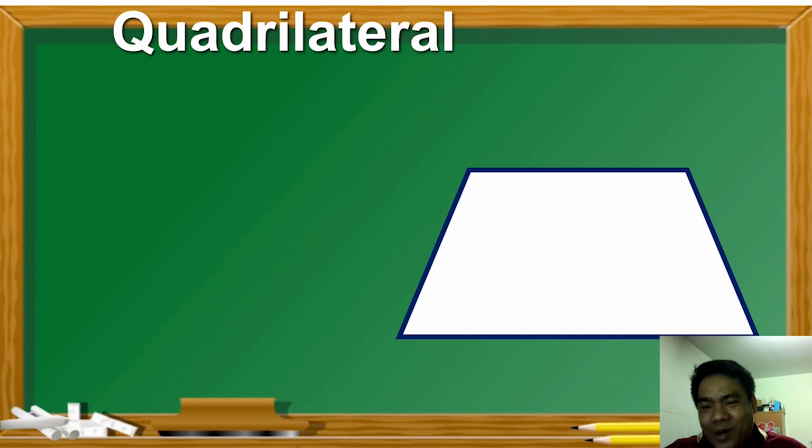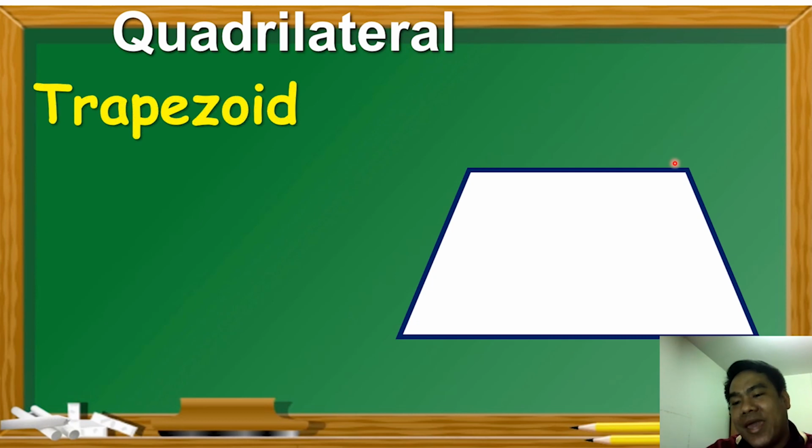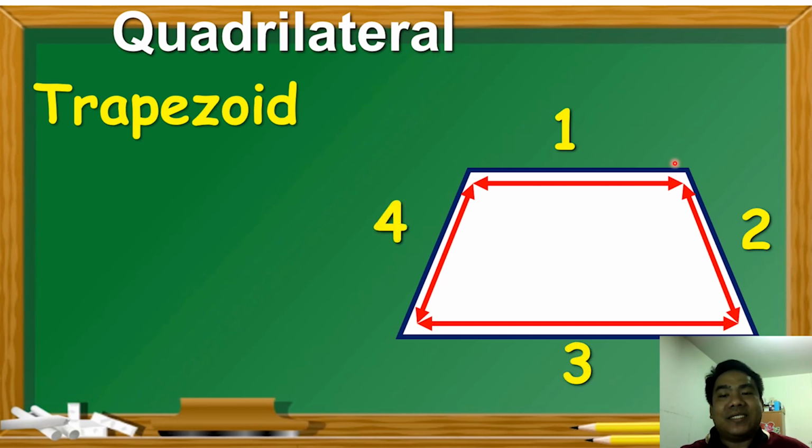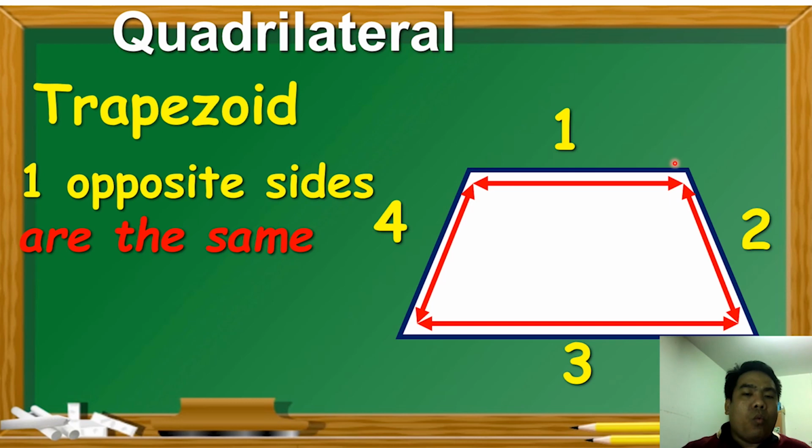what is this? Anybody who can figure this one out? What quadrilateral shape is this? Trapezoid. So a trapezoid is a quadrilateral because it has 4 sides. 1, 2, 3, and 4. Now, one pair of opposite sides are the same. So what sides of this trapezoid are the same?